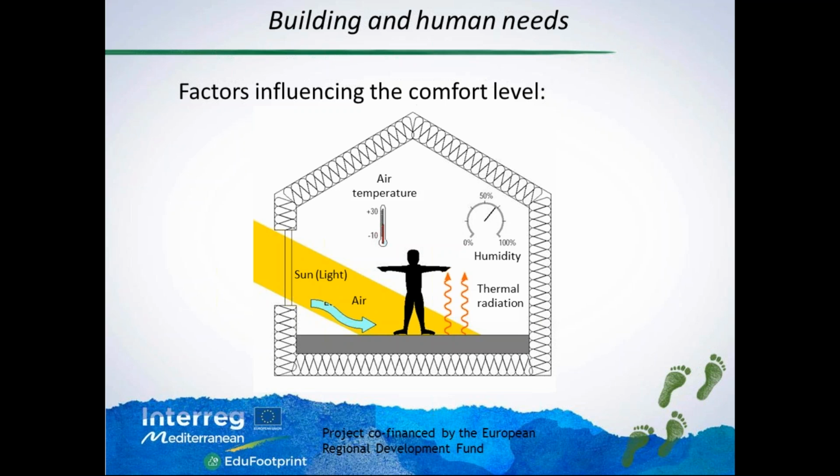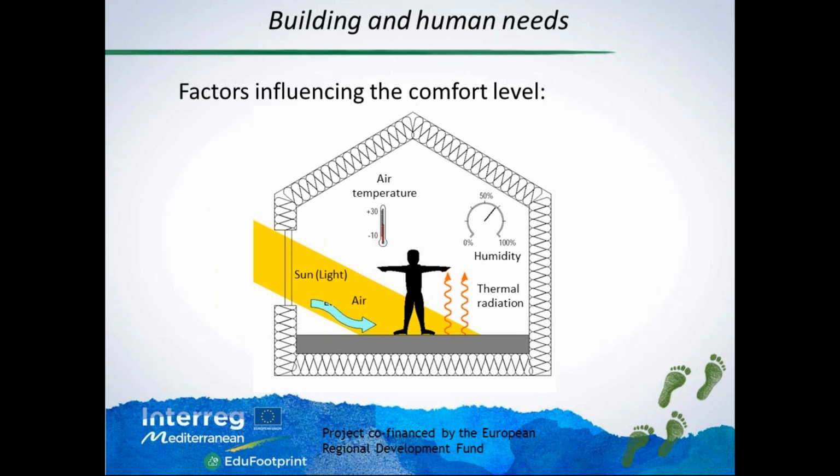In the inner space of the building, the factors influencing the comfort level are mainly the temperature of the air, which, as we said before, has to be about 20 degrees, and the humidity. Those are the two main factors, but we also have the impact of the thermal radiation coming from the light from the sun.